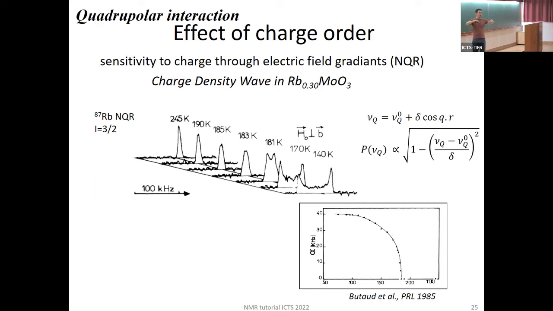So you have a modulation of the position of the molybdenum at this temperature. So a modulation of electrostatic charges, if you want. So that will modulate the quadrupolar interaction. And that gives this very particular shape, which is double horn. And when you follow the width of your line, it gives you the order parameter, basically, of your charge density wave.